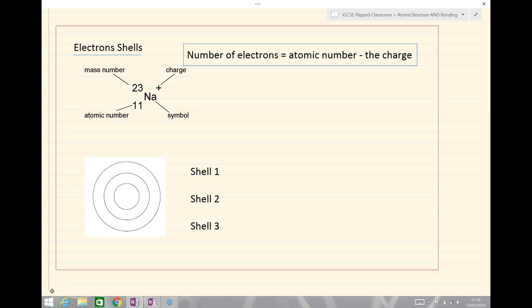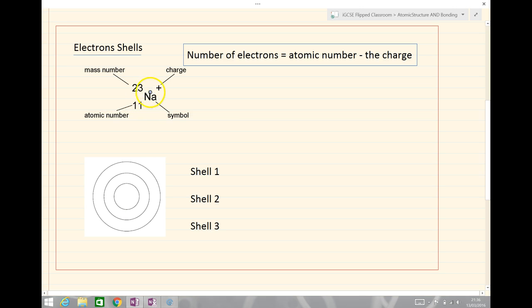So we know from our atomic structure work that atoms are made up of protons and neutrons, which exist in the nucleus, and then the electrons that are around the outside in what we call shells or orbitals. We've also seen that in the periodic table we have information, and it's given to us in this way.